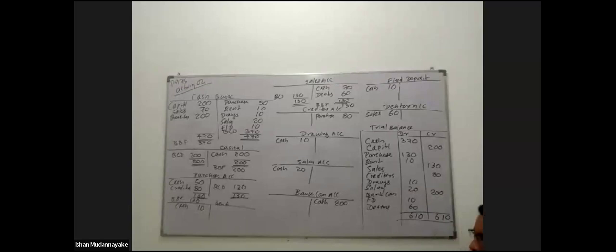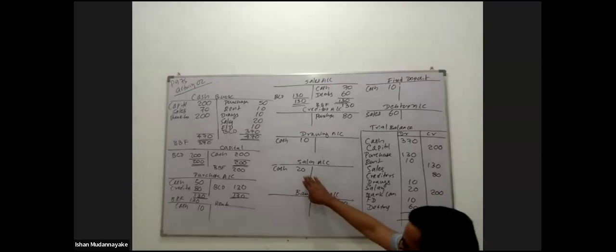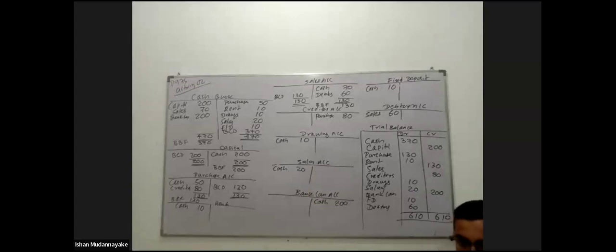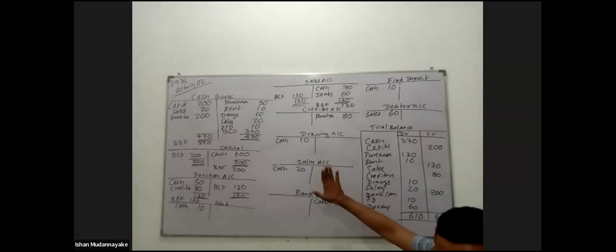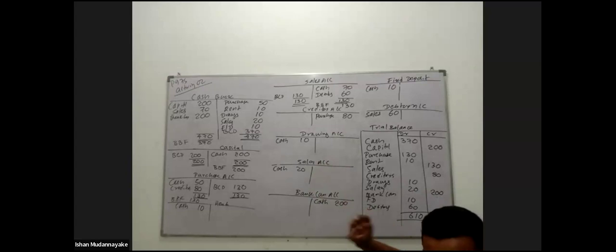Then you need to balance off. Okay? Even if there is a single balance in the ledger accounts, you need to balance off. If the examiner asks you to balance off the ledger accounts, even if there's only one value in the account, you have to balance off.